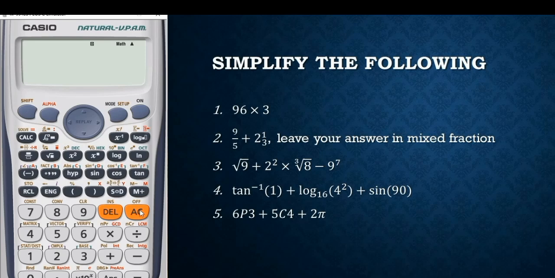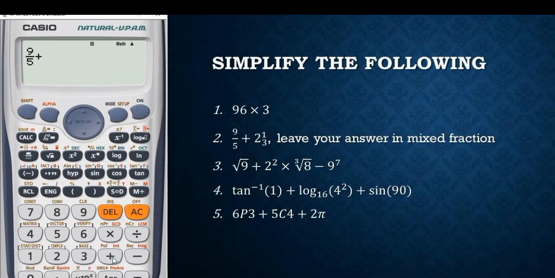It is a fraction, so I start with my fraction sign. So this is my fraction sign. I input the numerator of 9. Then I use the arrow keys to navigate to the denominator. Then I tap on 5. Then I use that same arrow keys to navigate to the right side of the expression. Then I activate my plus sign, plus 2 whole number 1 out of 3.